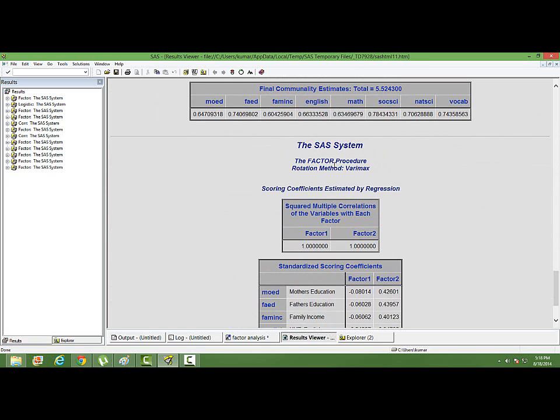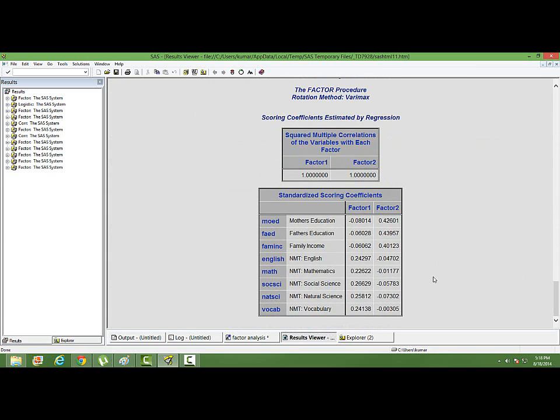Rotation method varimax, from where the rotation output is there. Now look at the factor loadings. In the unrotated output, the difference between the factor loadings for mother's education was very little, right? 0.6 and 0.4. Look at here, 0.4 and 0.08. It's clearly seen that factor 2 is the one which is more related to mother's education.